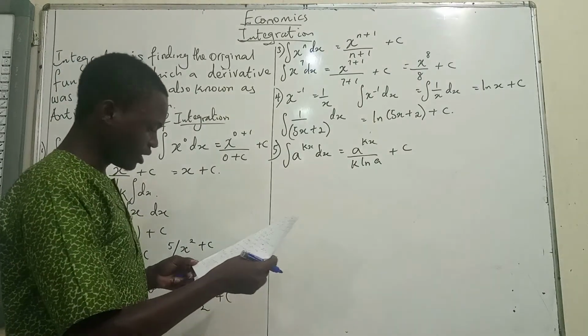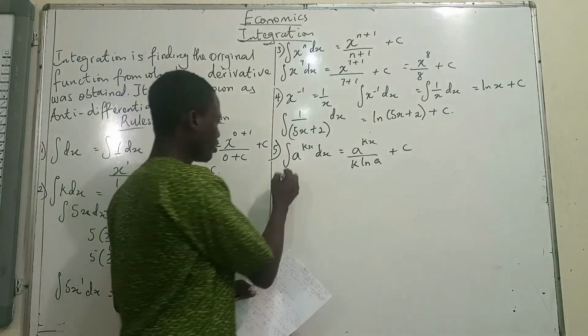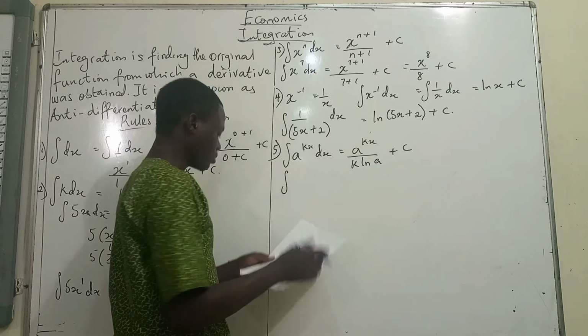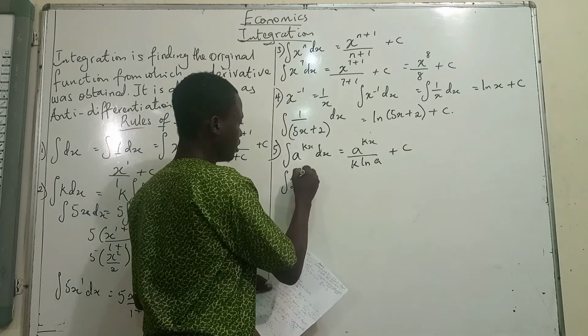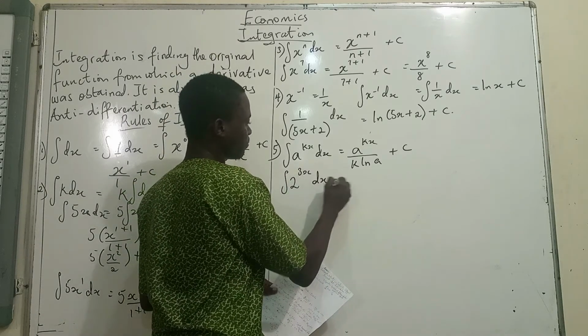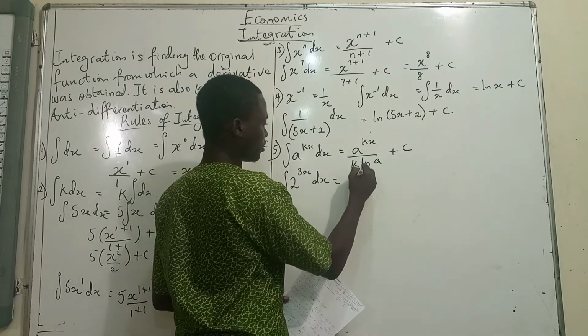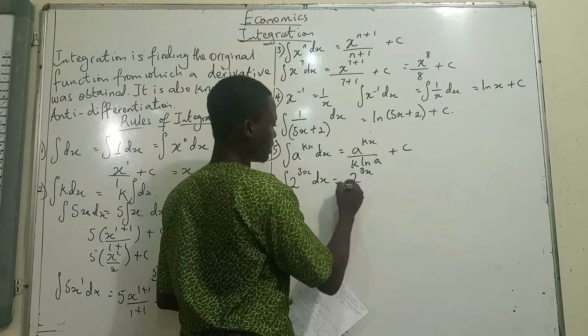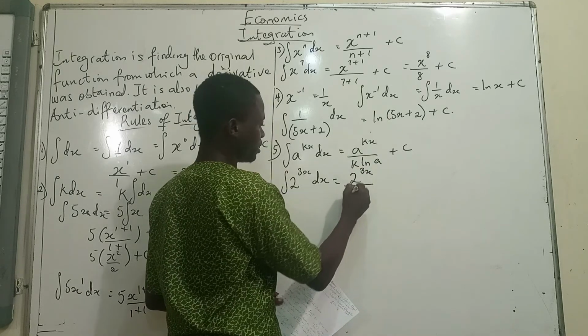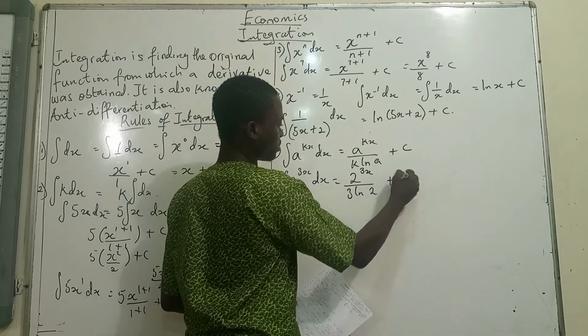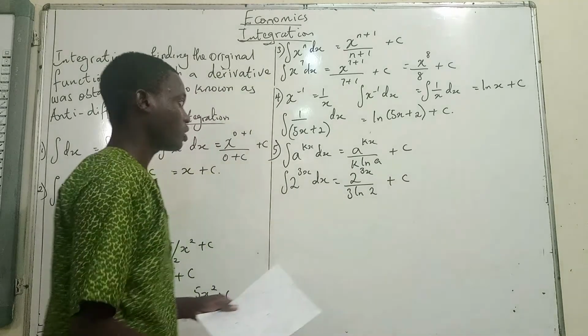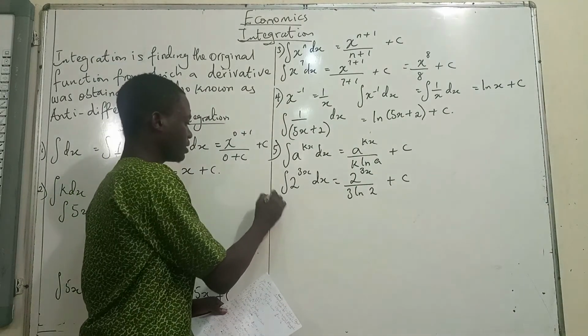Now I think I have a question on that. So an example of this is the integral of 2 raised to the power 3x dx, right? So this is just going to give us, we'll write the whole thing back, 2 raised to the power 3x divided by 3 ln 2 plus the constant term. Simple. Alright. Now number 6.